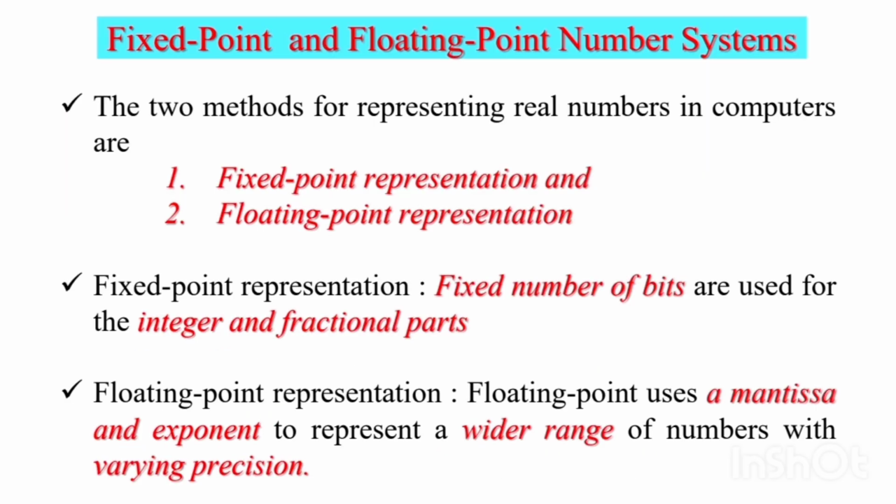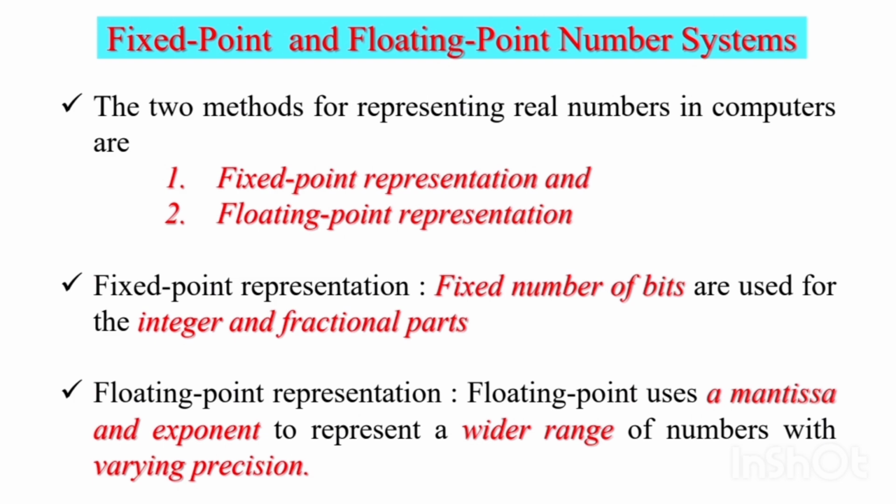Today we are going to discuss an important topic, and that is fixed point and floating point number systems. There are basically two methods for representing real numbers in computers, and they are fixed point representation and floating point representation. Let's see what fixed point and floating point representations are, see the difference between them, and go through some examples also.